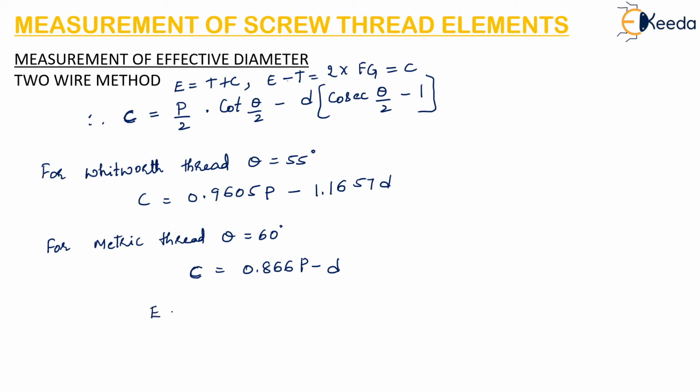the value of effective diameter, which is given as E is equal to T plus C. Or if we find E minus T, that is 2 into Fg, that is equal to C. So this is how we calculate the effective diameter using the two-wire method.